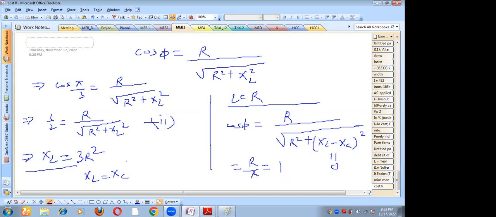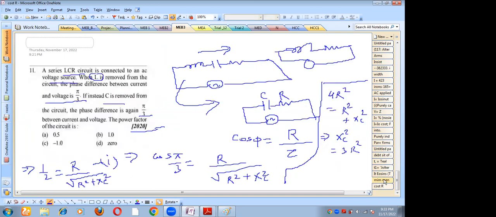Yes, sir. The correct answer should be B. Got it? The length of the question is so long that it seems to be difficult, but actually it is not so difficult.